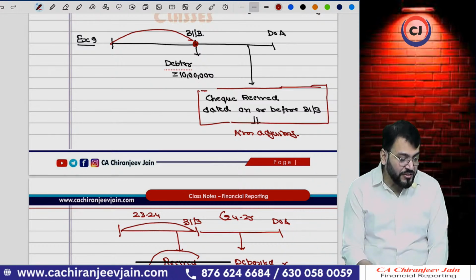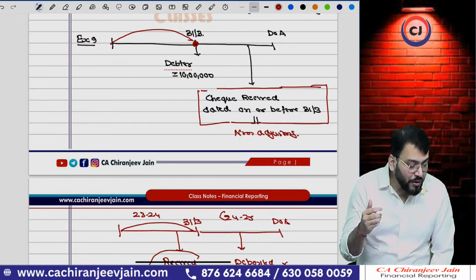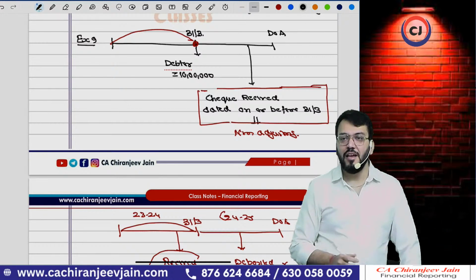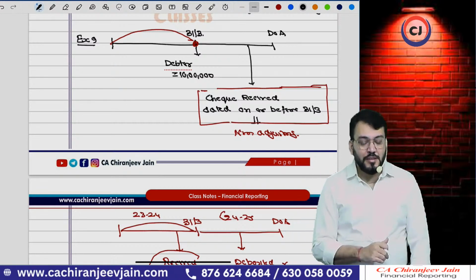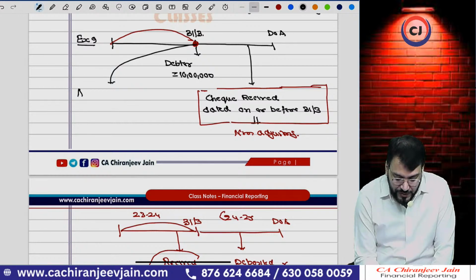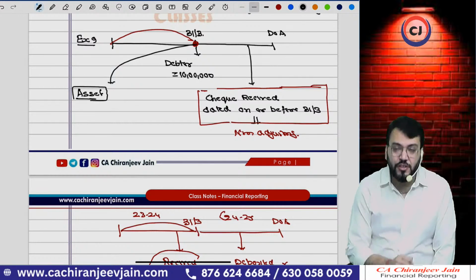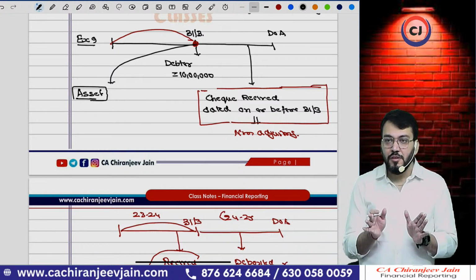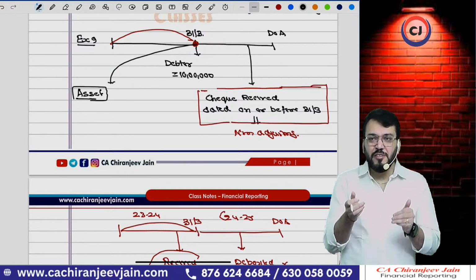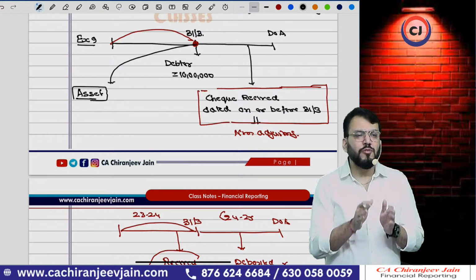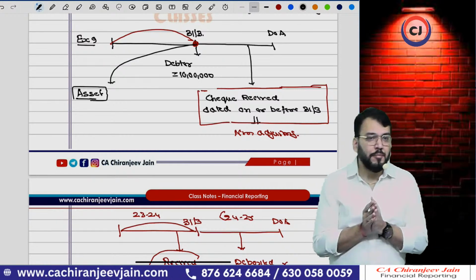When this question was asked in CA exam, the institute has given the answer, and that was the best answer. They have just given the answer by putting the definition of asset. Now, what is the meaning of asset? Asset means any resource which is controlled by the entity and which will provide future economic benefit.